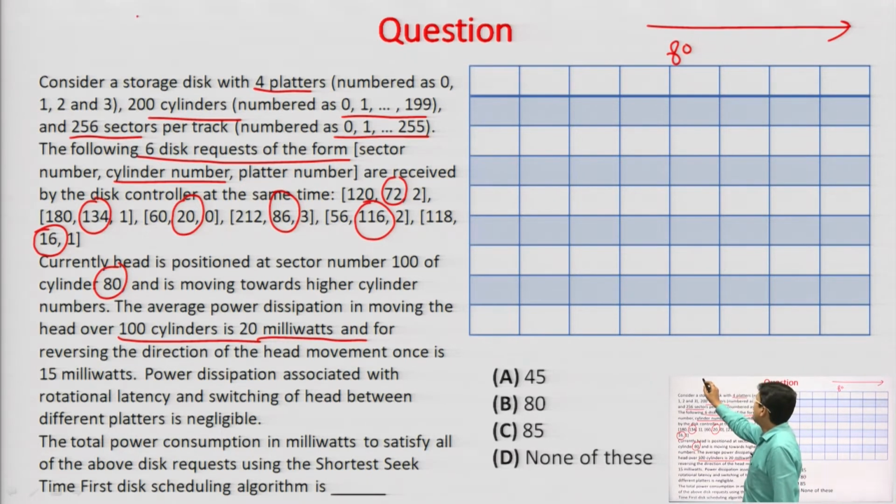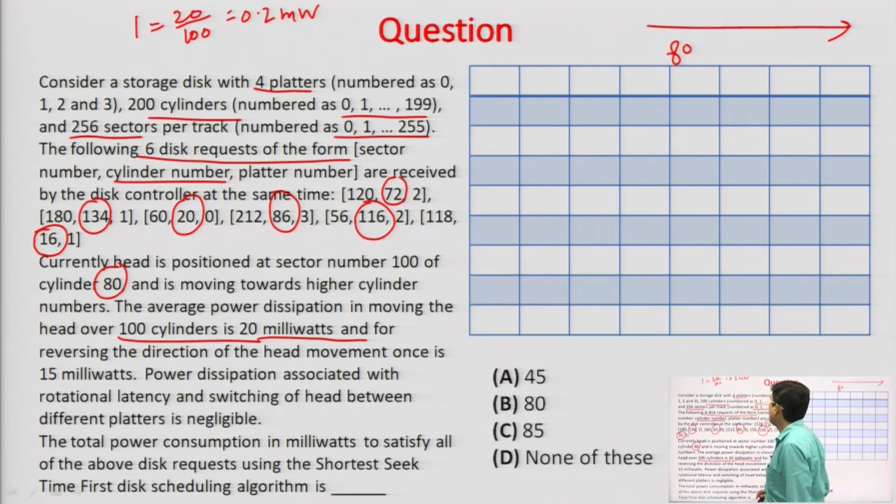So, what will it be for movement of 1? That will be 20 by 100. So, 0.2 milliwatt is consumed for the movement of one cylinder. And for reversing the direction of the head movement, if it is moving up and then it has to come back, the power consumption is 15 milliwatts. The power dissipation associated with the rotational latency is 0 or negligible.